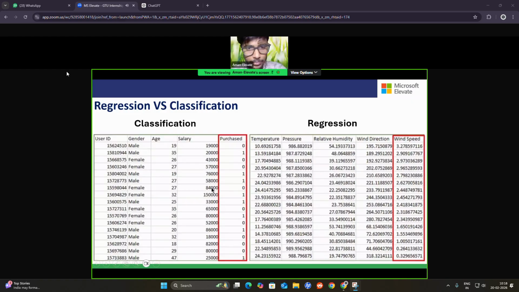Regression versus classification. If you are doing something with classification, you will always see the final outcome would be like 0, 1, 0, 1, 0, 1. 0, 1 means basically categorical. Classification is something categorical. Can we have more than two classes? Yes, you can have. In classification, you can have as many classes as you want.